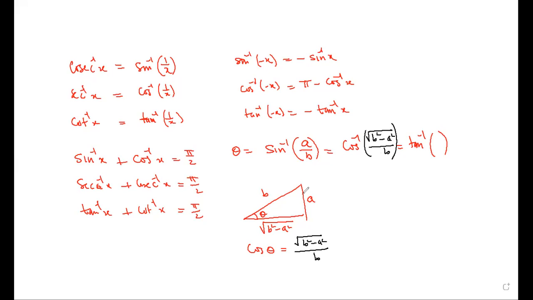What will be tan inverse? A upon root of B square minus A square, that is sine theta upon cos theta. So you can convert sine inverse to cos inverse, or sine inverse to tan inverse, or cos inverse to sine inverse, all by using this triangle method, provided A and B are positive. If they are not positive, then you have to use the formula and make them positive.